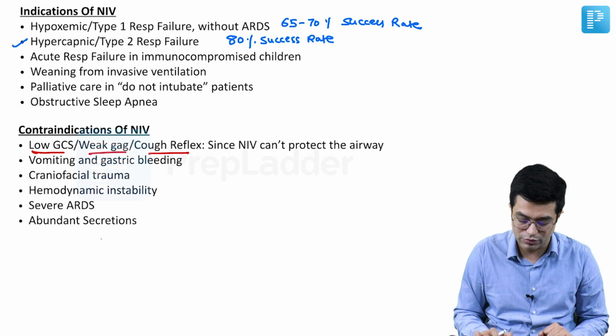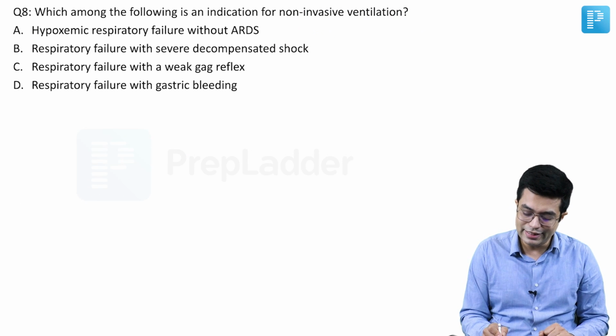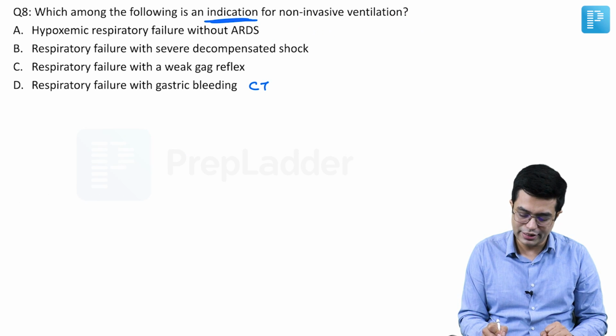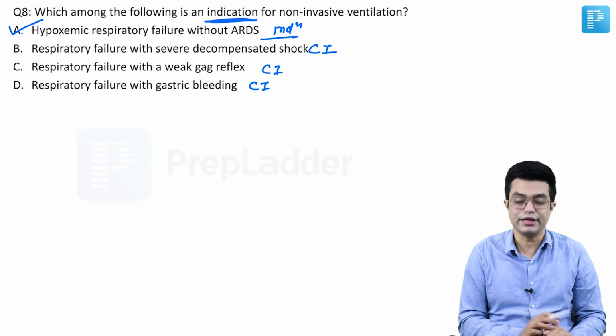Now let us have a look at the question. Which among the following is an indication for non-invasive ventilation? If you look at these options, this is a contraindication, this is a contraindication, this is a contraindication. This is an indication: hypoxemic respiratory failure without ARDS, right?